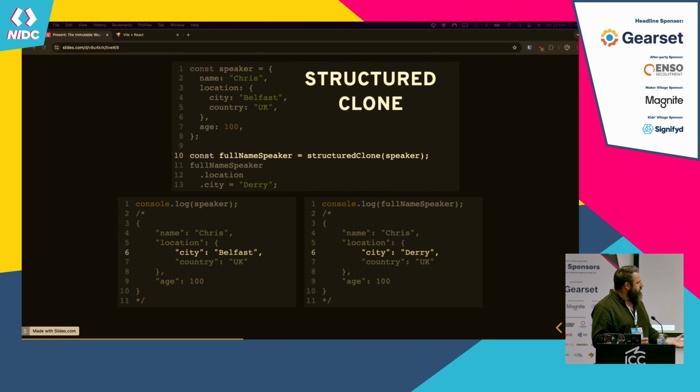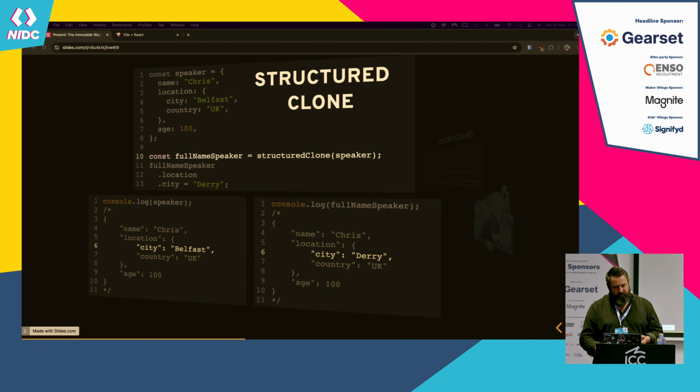So there's a way around this, obviously. Again, recently the JavaScript language has been evolving and moving more towards immutability. The structuredClone function was added to the spec. So instead of just doing a spread, we can do a structuredClone of our speaker. And this is a deep copy. So when we do our modification, location.city equals Derry, our original speaker is still set to Belfast, and our new speaker is set to Derry.